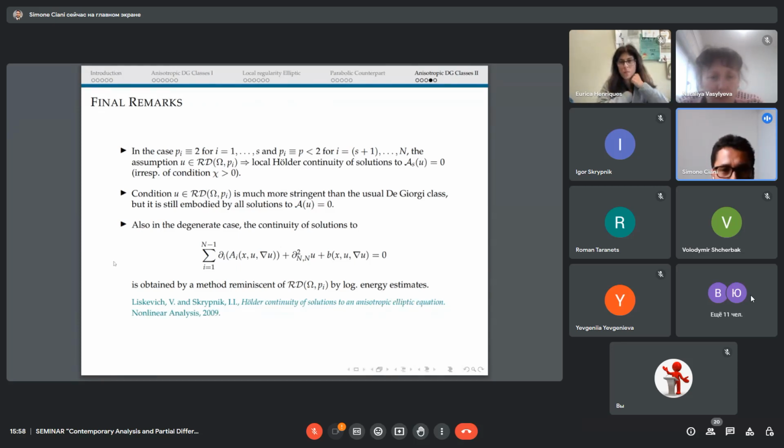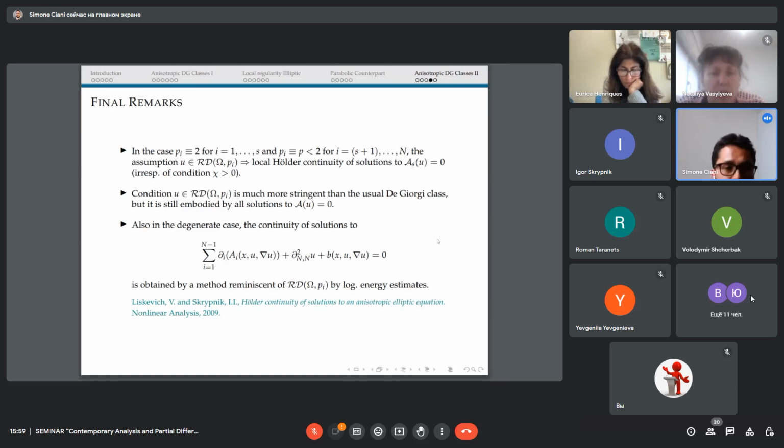And the last remark is that we considered a singular case for pi equal to 2 and then pi equal to p smaller than 2. Also in the case of pi greater than 2, so let's call it the degenerate one, and the last variable equal to 2, which was a work done by Lisevich and Skrypnik in 2009. Also in this case, the regularity of the solution is obtained by a method which is reminiscent of this restricted de Giorgi class.